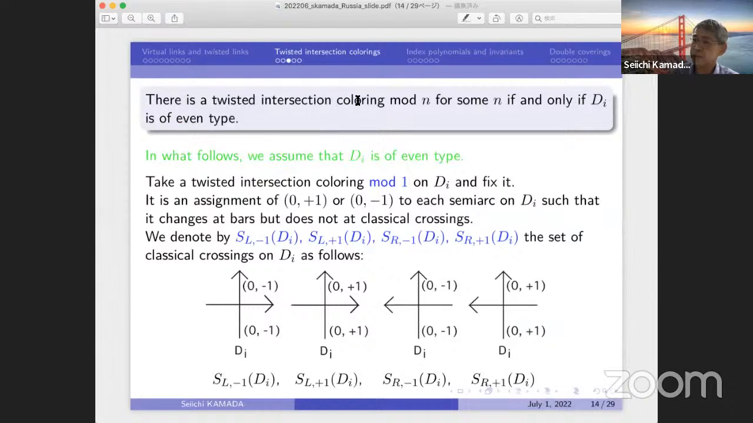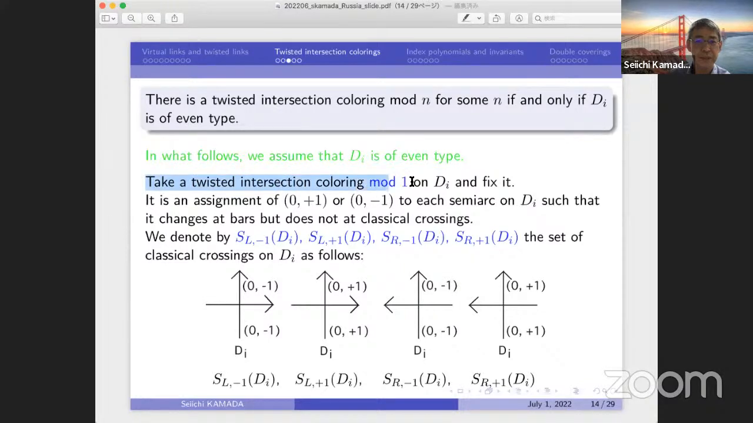There is a twisted intersection coloring modulo n for some n if and only if Di is of even type. If Di is of odd type, then there is no twisted intersection coloring, because at each bar the second component changes from plus 1 to minus 1, so the number of bars should be even. In what follows, we assume that Di is of even type. So we can assign a twisted intersection coloring modulo n for some n.